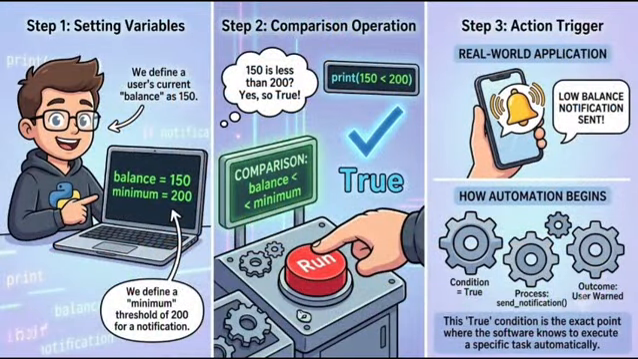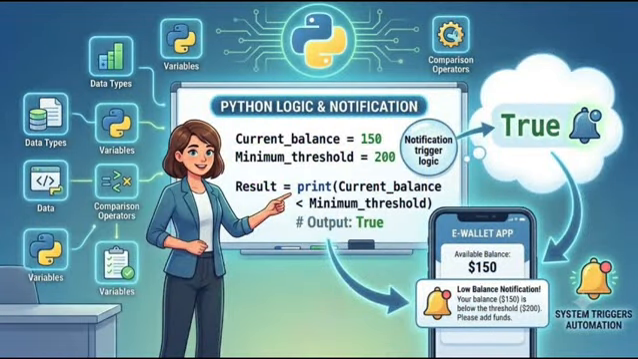Let's build a mini logic: balance = 150 and minimum = 200. If we run print(balance < minimum), we get True. In a real app, this True would trigger a low balance notification to the user. This is how automation begins.